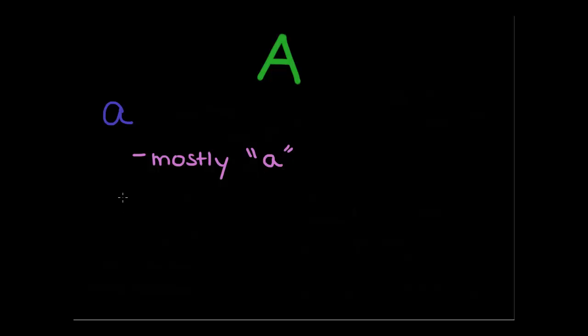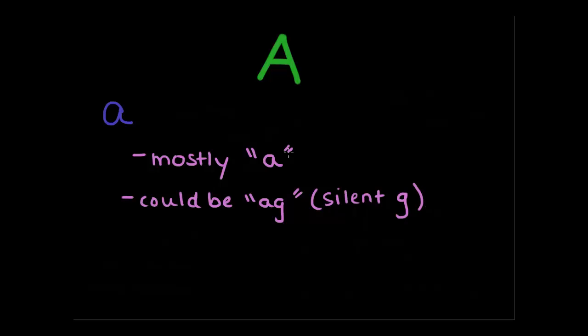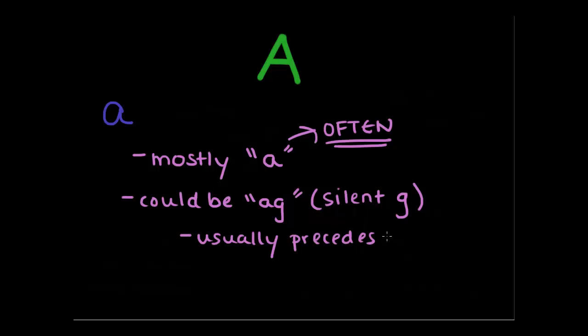The thing is, it could be a G, where the G is silent. And this definitely does not happen as often as this. This is often the most common way to spell it. But if it is a G, it's going to be if the G is silent. And I've noticed that this usually happens before the M sound. So it usually precedes the M sound. And we can take a look at some examples.